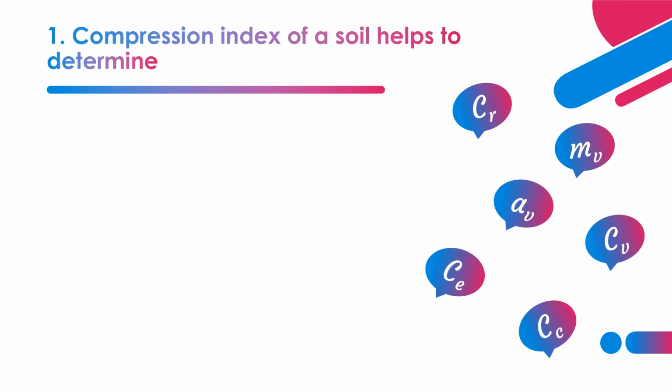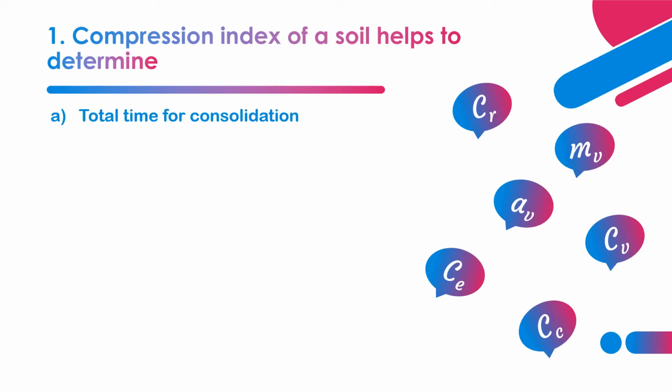First question: compression index of a soil helps to determine. So what is compression index? It is nothing but a relation between void ratio and stress in a log scale. So compression index of a soil helps to determine what?